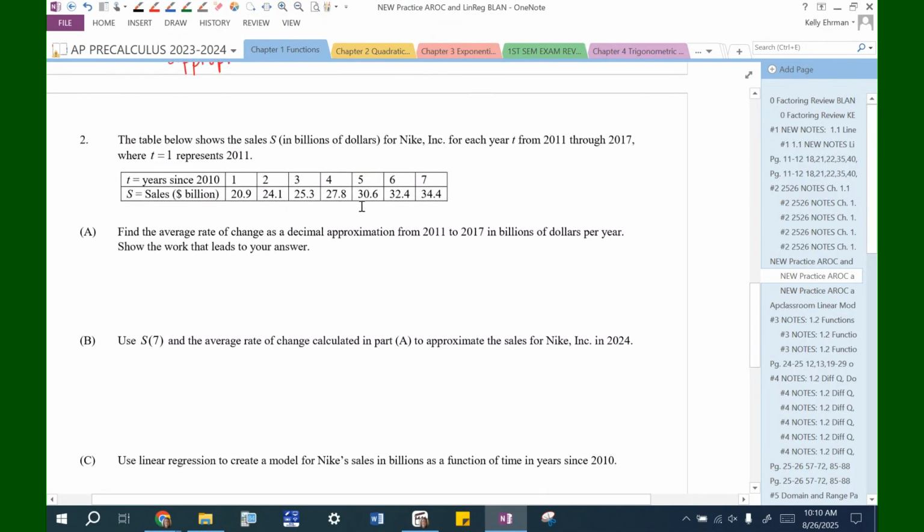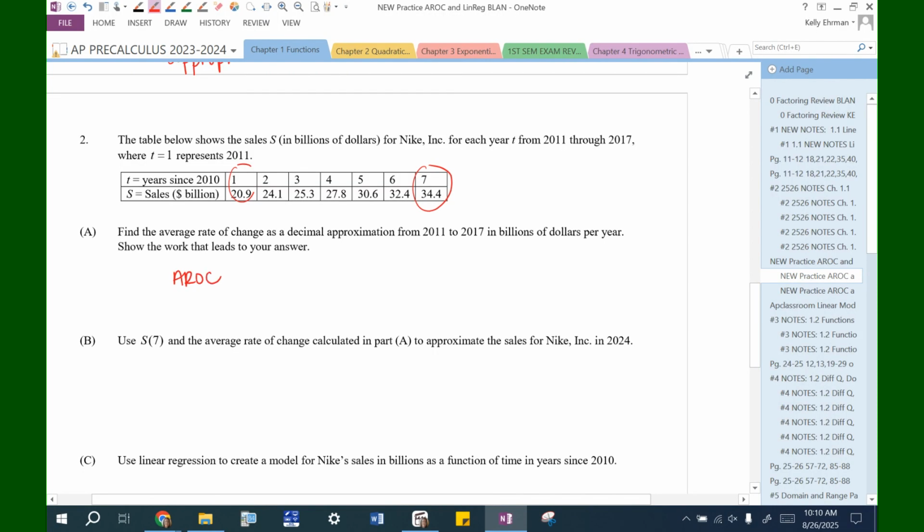All right. The table below shows the sales S in billions of dollars for Nike Incorporated for each year from 2011 to 2017, where 1 represents 2011. So we have this table. Find the average rate of change as a decimal approximation from 2011 to 2017. Show the work that leads to your answer.